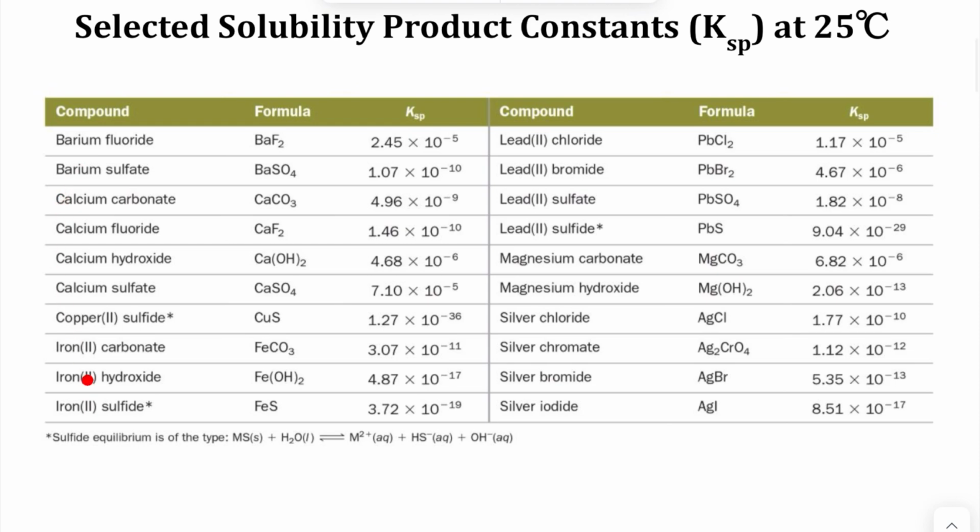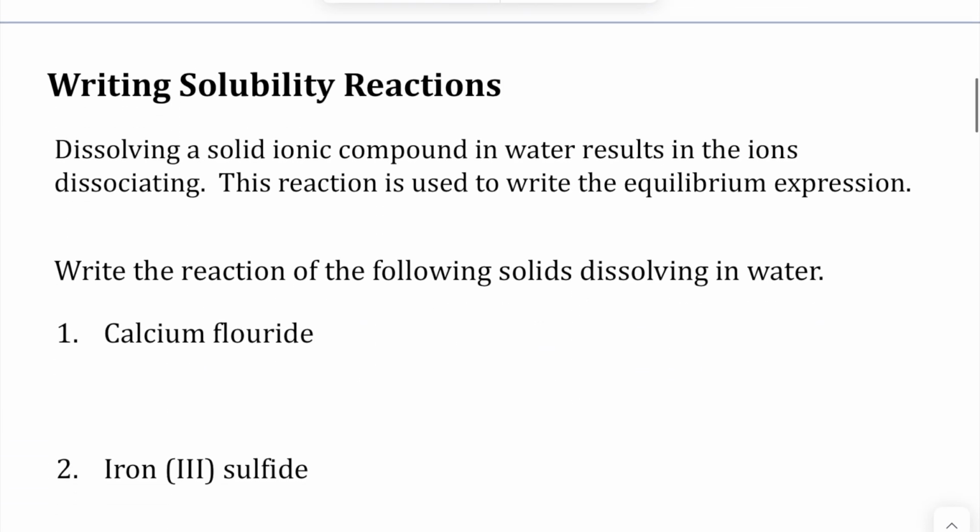And so here's a selection of those. If we look at these different compounds, barium fluoride, we describe its solubility based on that, so 2.45 times 10 to the negative 5. You'll notice we have some that are even smaller. We have a 10 to the negative 13. And so these are just K values, K equilibrium values, like we did in our last set of notes, but that SP means it's specific to a solubility reaction.